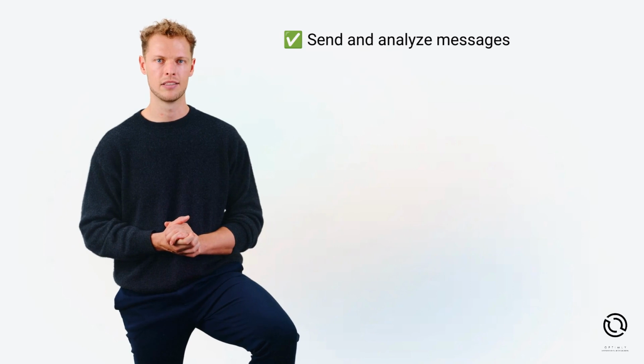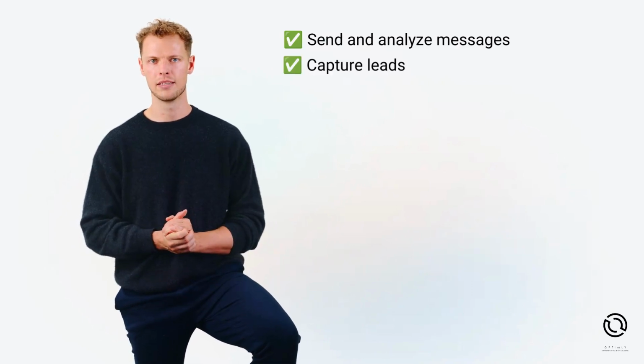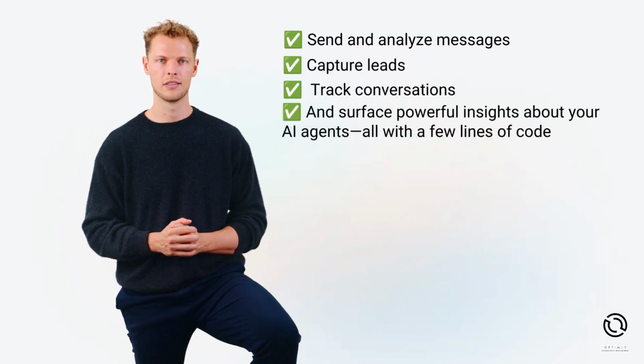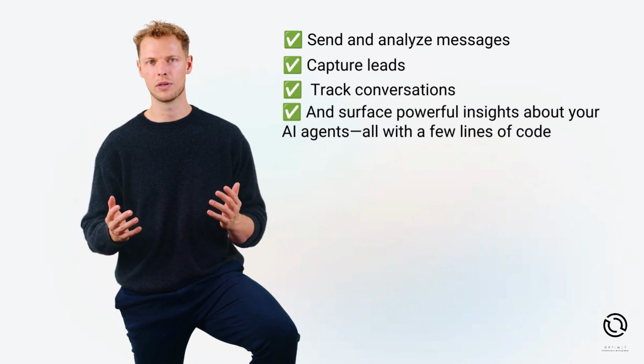To recap, with Optimly's API you can: 1. Send and analyze messages. 2. Capture leads. 3. Track conversations. 4. And surface powerful insights about your AI agents, all with a few lines of code.